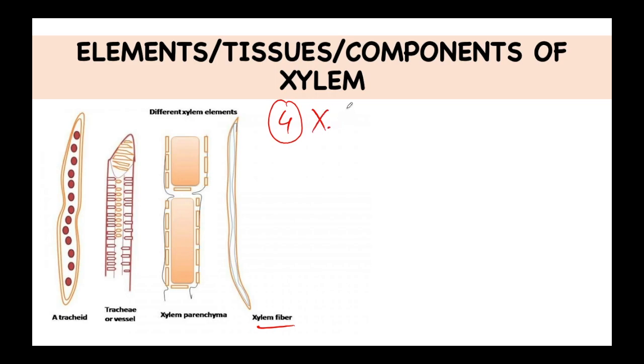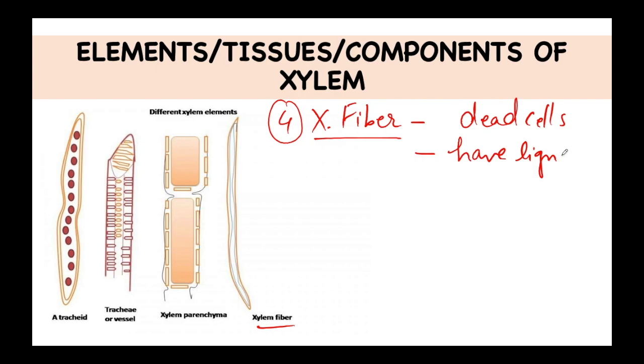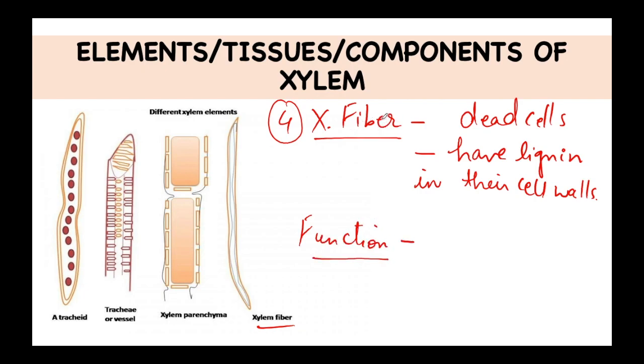Now come to the fourth element, that is xylem fiber. So xylem fibers are made up of dead cells. Rest of the elements are also made up of dead cells and they have lignin in their cell wall. Now come to the function of xylem fiber. Sorry, I wrote FIBER, but it's FIBRE here. So xylem fibers help in the transportation of water and provide mechanical support. So number one function, mechanical support, and transportation of water.